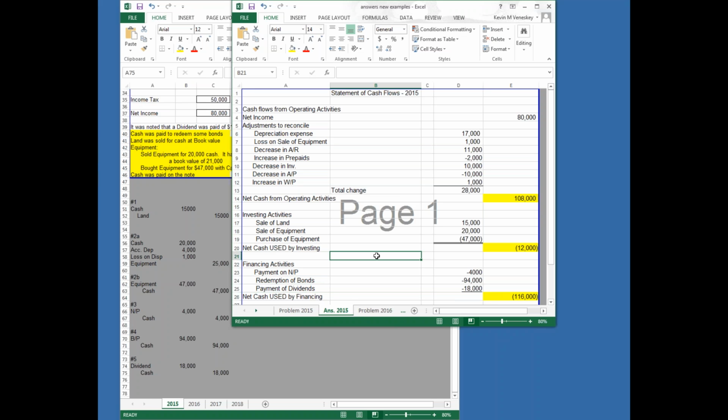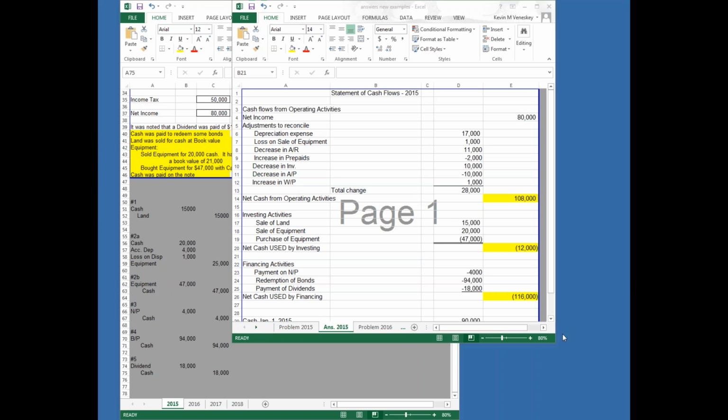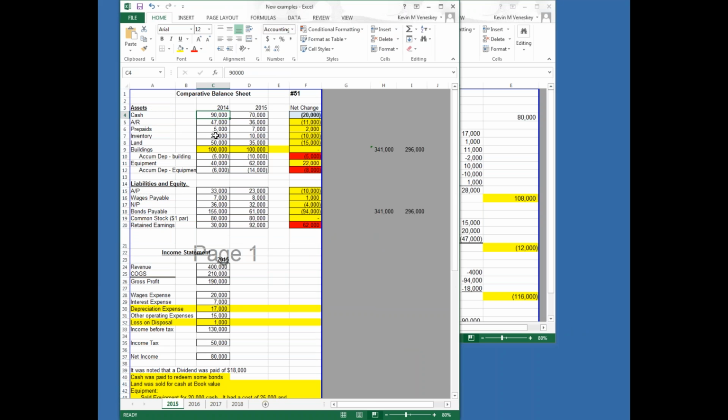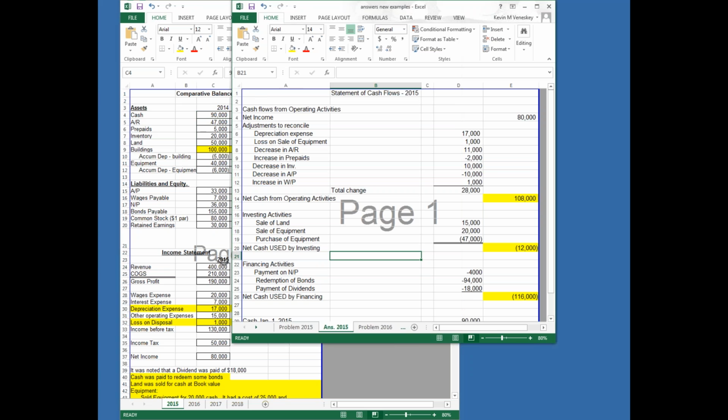Now I'm ready for that final piece where I combine everything together and see, like the balance sheet, did it work out? So the first thing you always do is you go up to the balance sheet and you get, what did I start the year with? If this was the ending 2014 amount, it would also be the beginning 2015 amount. I started the year with 90,000.